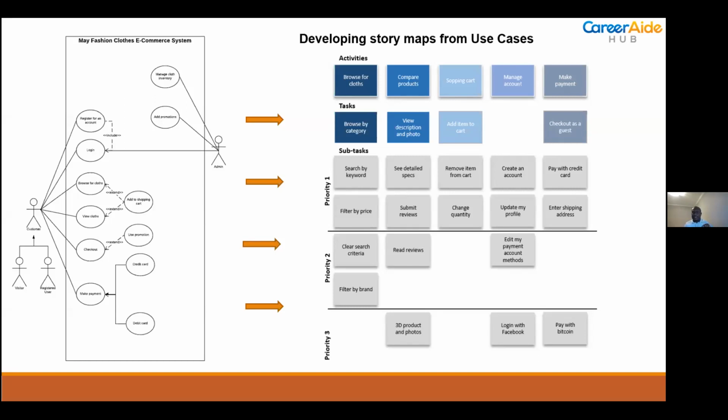Also, if you look at the base use case, view clothes, you will see that view clothes and add to shopping cart also have an extend relationship. And that is because I can view clothes and decide that, or I can view a product and decide that I'm not going to add it to the shopping cart. So it's an optional relationship, and that is why you see that extend.